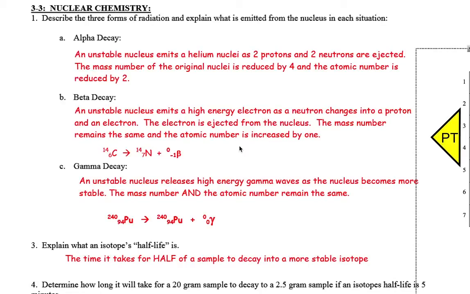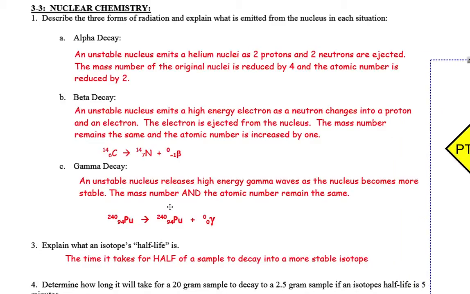All right, 3-3, nuclear chem. So we've got alpha decay, beta decay, and gamma decay. You should know the difference between the three. You are going to have that little chart when you're taking the exam. It'll be there, but you should still have an idea about each one of the equations.